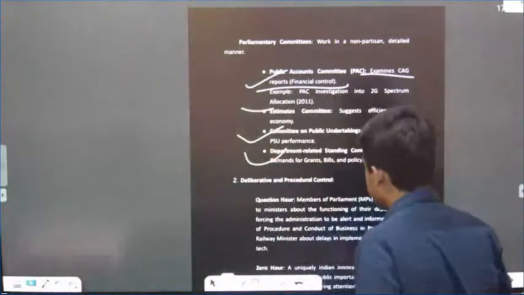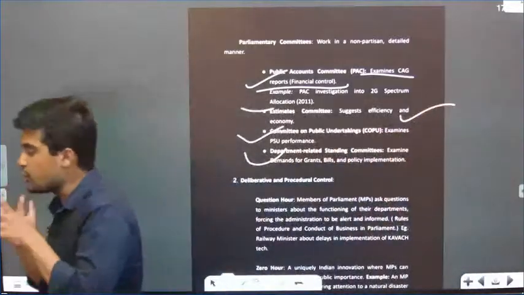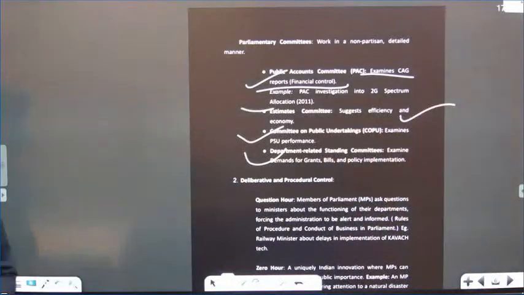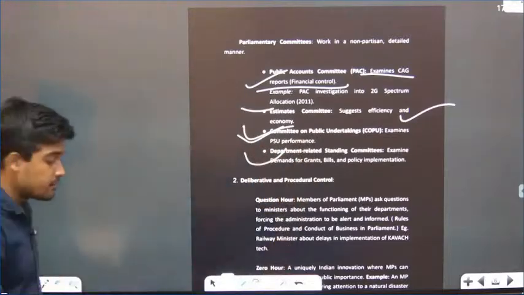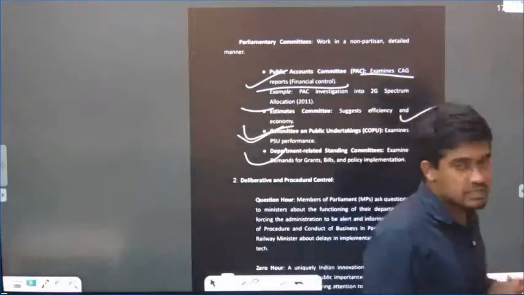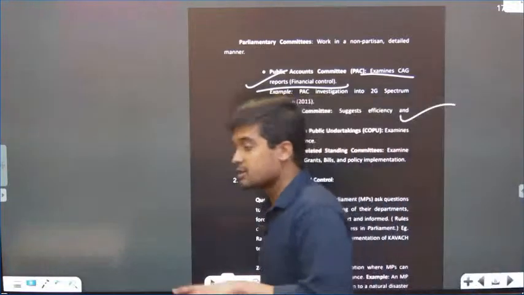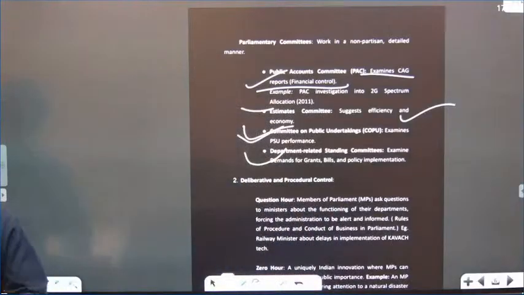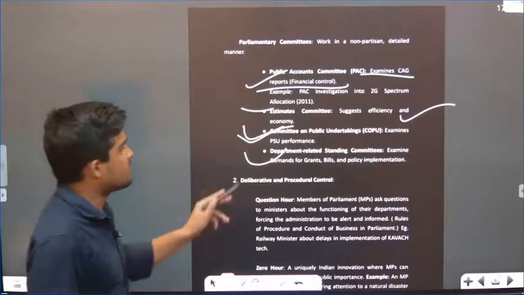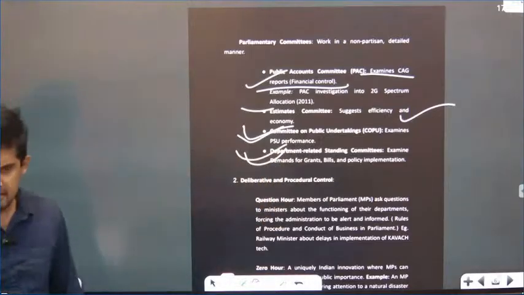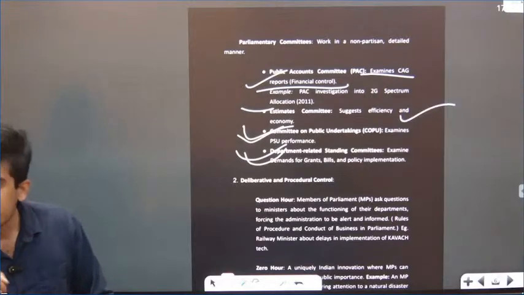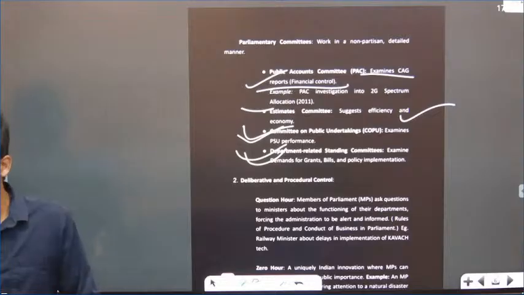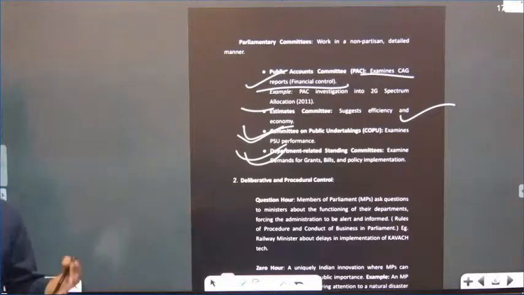Similarly, the Estimates Committee suggests how efficiently something can be implemented. Okay? The Committee on Public Undertakings checks whether the PSUs, the government companies, are working well or not. So parliamentary committees see these things. And the Department Related Standing Committee sees whether this particular department or ministry has been given this much money, and how they are working. So they continuously keep a check. That's why they are standing committees, meaning permanent committees.